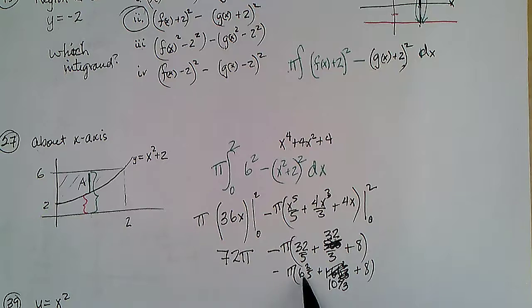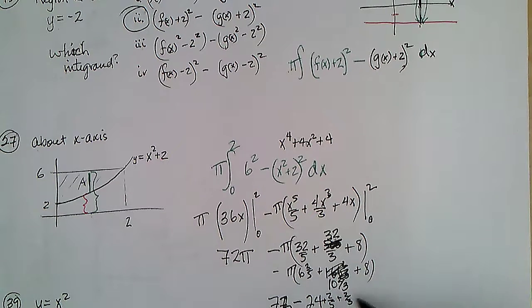So 2 thirds, so 10 plus 6 is 16, plus 8 is 24, plus 2 fifths, plus 2 thirds. And that's times pi, and we're taking that away from 72. 72 minus all of this. So, and that's all times pi.